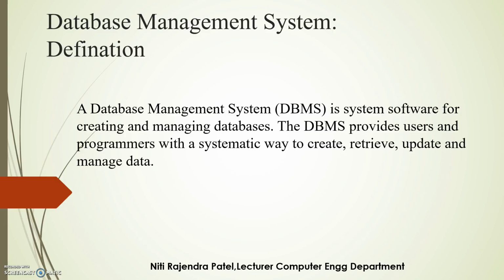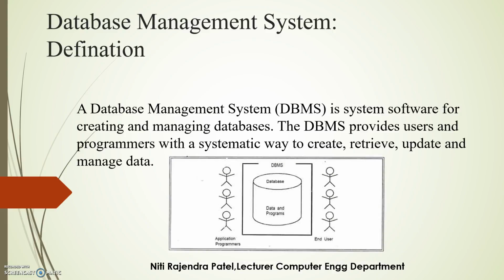Let us look at this diagram, which provides three modules: the application programmer, the database management system and the end users. This database management system consists of the database, which consists of the data and the programs. The database management system acts as an intermediate for application programmers and end users. It ensures the consistency of the database and also allows easy access to the users as per their needs.